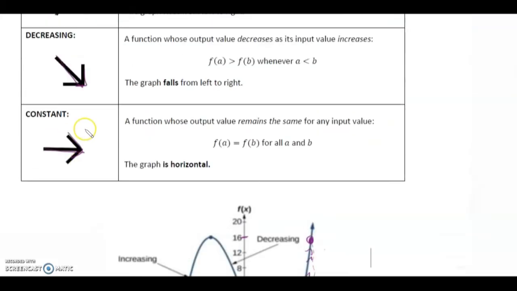Decreasing is the exact same thing except it's going down. So again, reading the graph to the right, a function whose output value decreases as the input value increases. This time f at A is greater than f at B. And all this means when A is less than B is just in order. What this means is the graph falls from left to right.